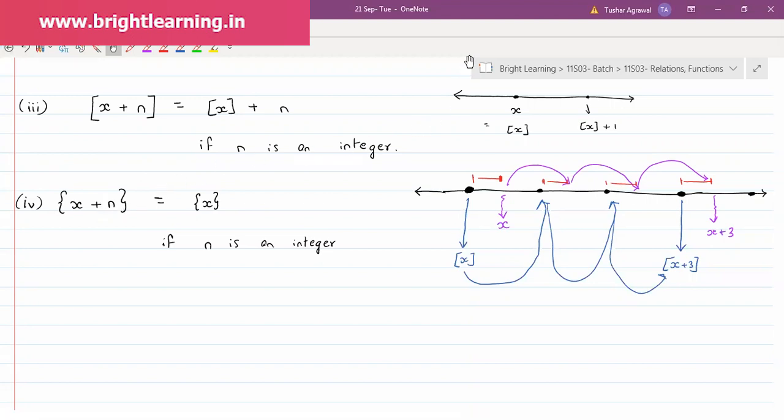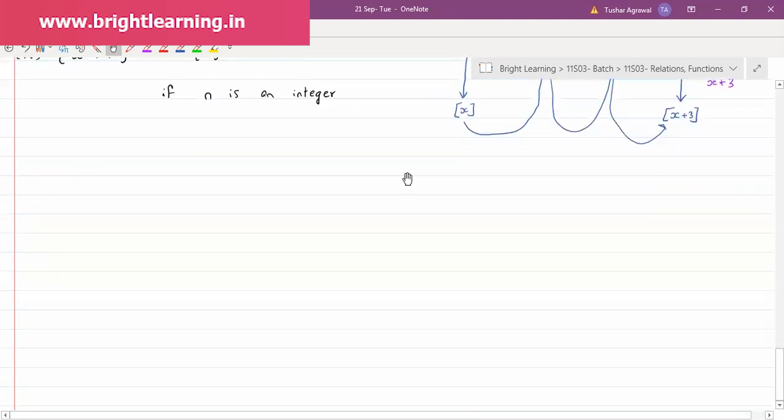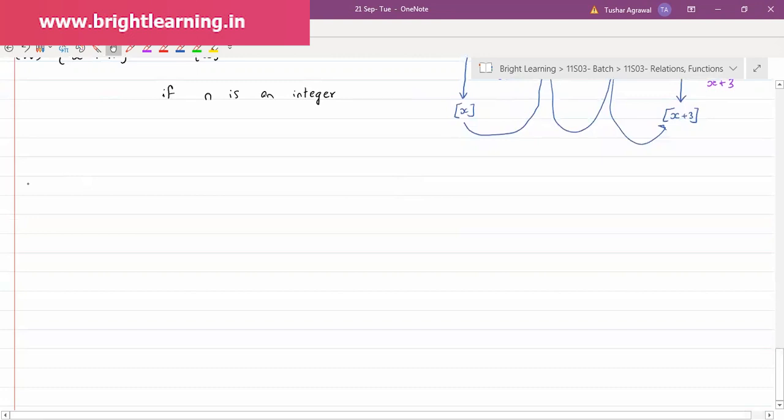Okay, that's clear. And now, fifth property. Once, can you scroll up to the third property?